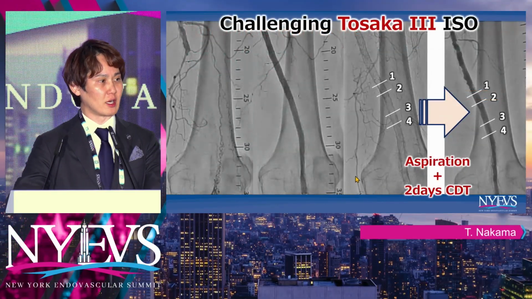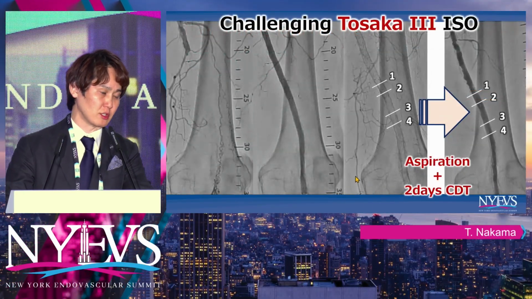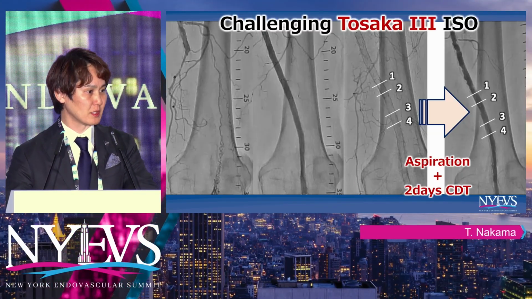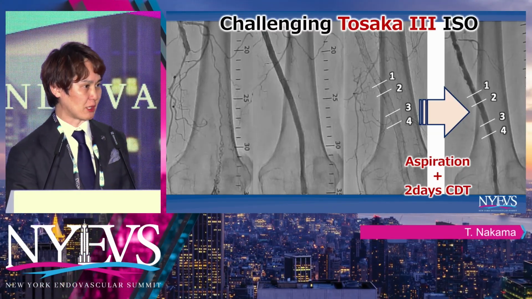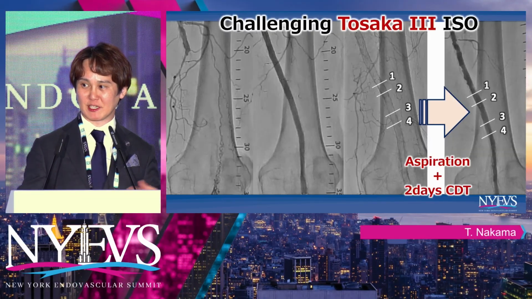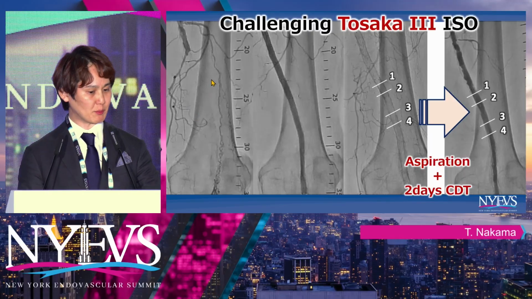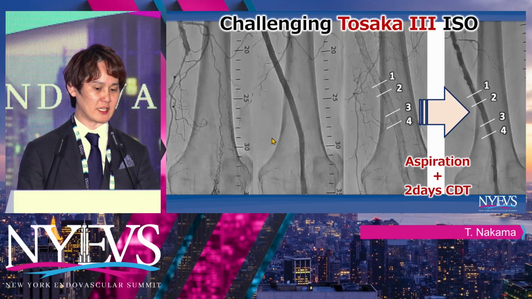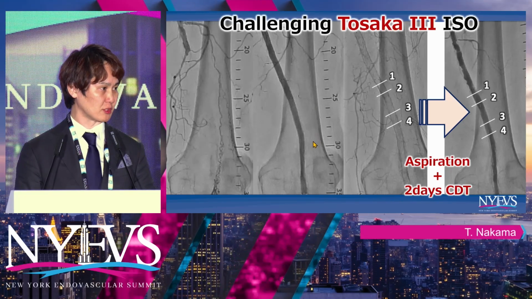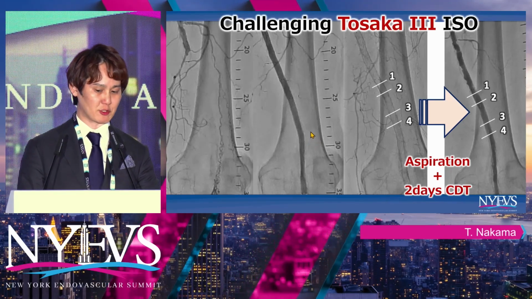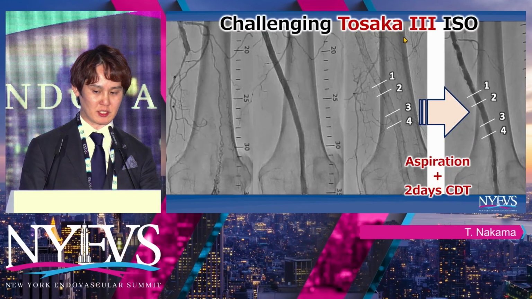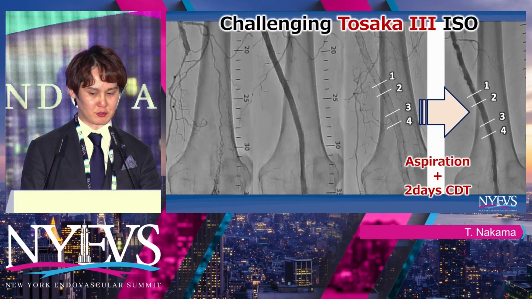Anyway, we have to know that all ISR lesions are different. We often mention this is an ISR, this is an ISR. It seems a very similar lesion. However, for example, this is a Tosaka 3 ISR lesion. It includes a large amount of fresh thrombus. This is a subacute thrombus. After CDT treatment, it's almost cleared.